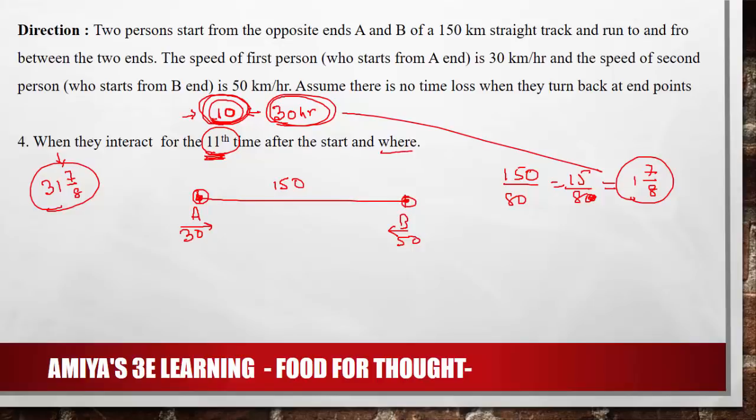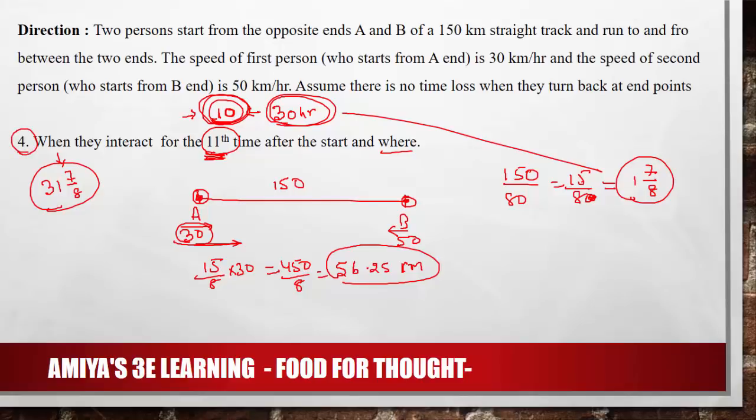Now where? This is an easy one. We have 15 by 8 hours. Move anyone: in this time I am moving 15 by 8 into 30 from position A, that is nothing but 450 divided by 8, which is 56.25. So we are at 56.25 kilometer from A, because we are moving at 30 for the 11th meeting. For the 9th meeting we calculated from the 8th meeting and then proceeded, or we can do the reverse of the 8th meeting and solve the question. So we have solved question number 4.